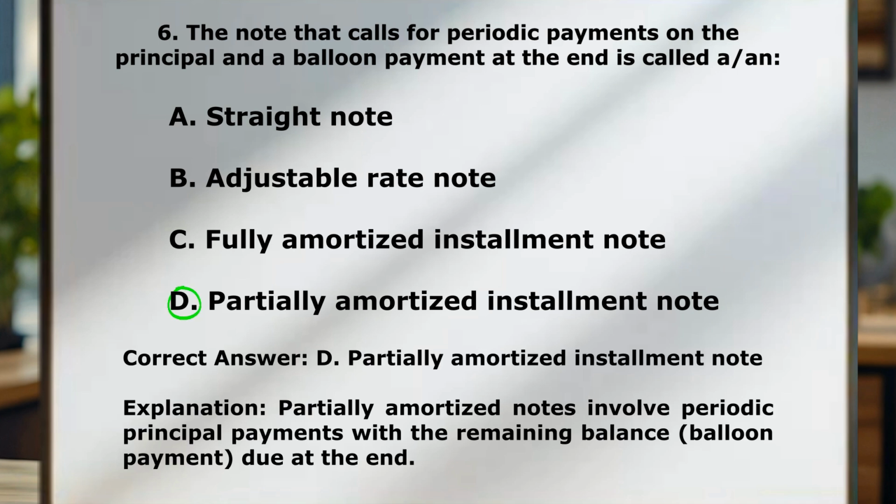Partially amortized installment note. So if you remember, a straight note, that's just interest. Adjustable rate note, that means the rate is adjustable. See, a fully amortized installment note means that every monthly payment you're paying off principal and interest. So at the end, there's not going to be a lump sum payment towards principal, and that just leaves us with answer D. Right? You're going to periodically make principal payments, and then the remaining balance of the principal will be due at the very end.